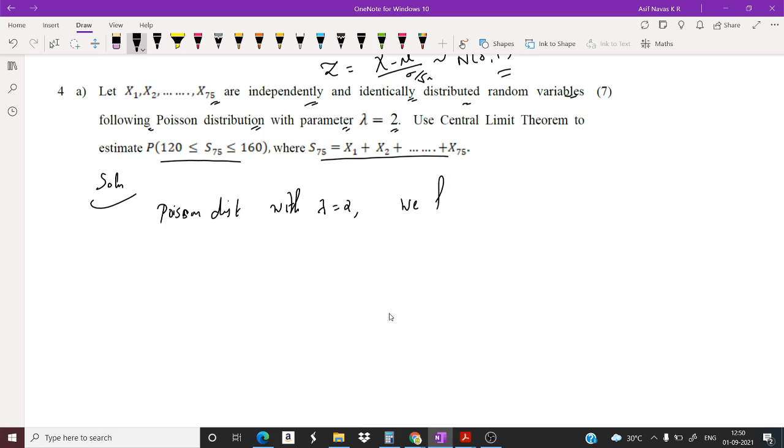We know that for the Poisson distribution, the mean and variance are the same, equal to lambda. Here it is 2. So mean and variance are both 2.